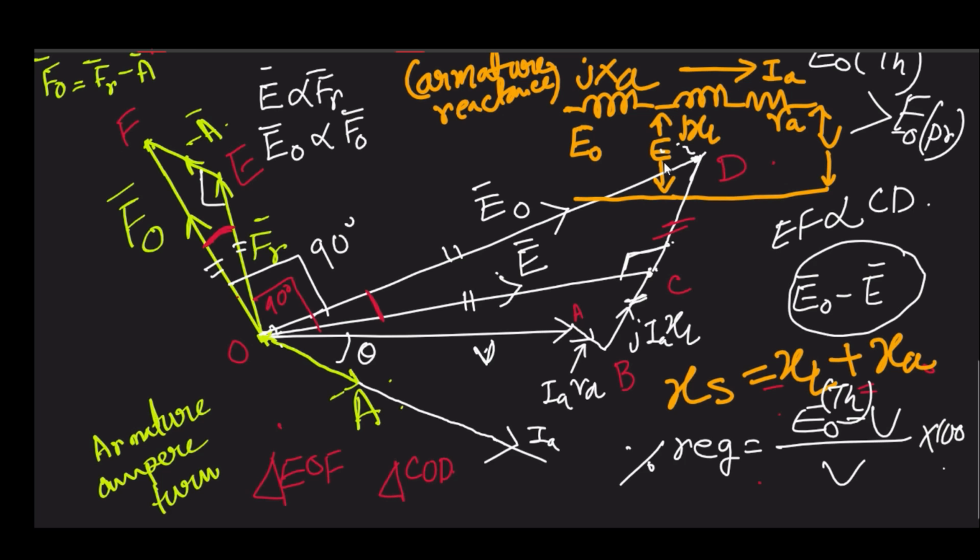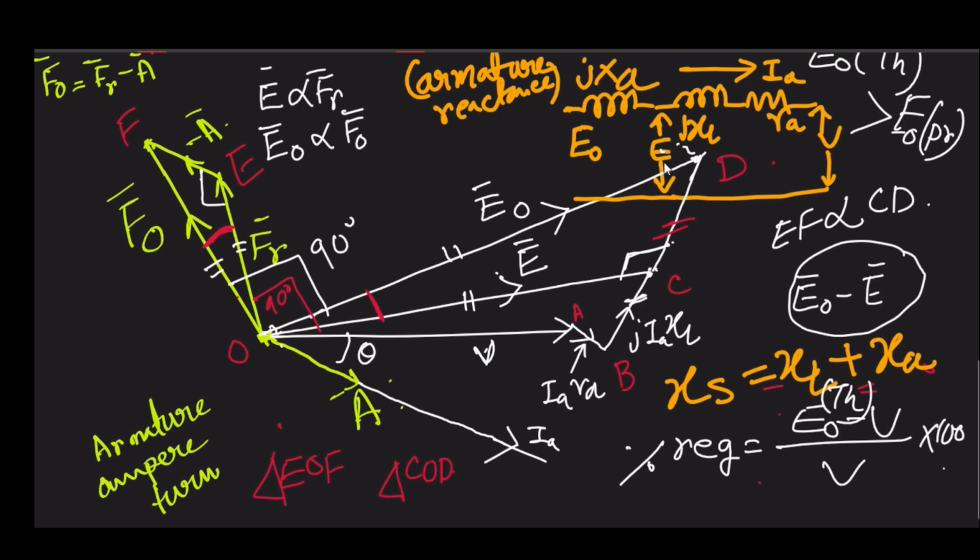Your minus A is a physical MMF. Your F0 is a physical MMF, FR is a physical MMF. But try to understand that there doesn't exist any physical EMF represented by the line CD, or even BD. This line BD is not a physical one. Just for representation you can represent it, but it doesn't exist in reality, whether you consider the EMF CD or the EMF BD.